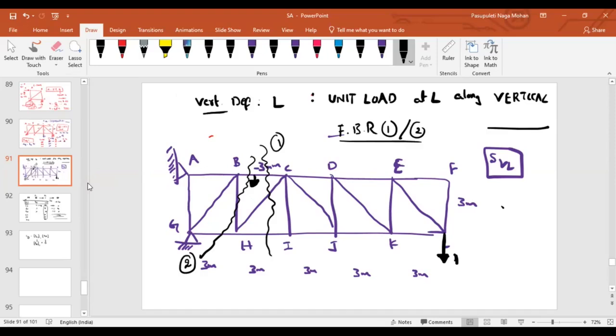Which equation will you use? Summation M equal to 0. At which point will you use it? At H. Even if you consider section 2 or section 1, you have to take moment at point H equal to 0. Tell me quickly how much you get. You should know this by practice. 4, sir. 4, 1, 2, 3, 4.